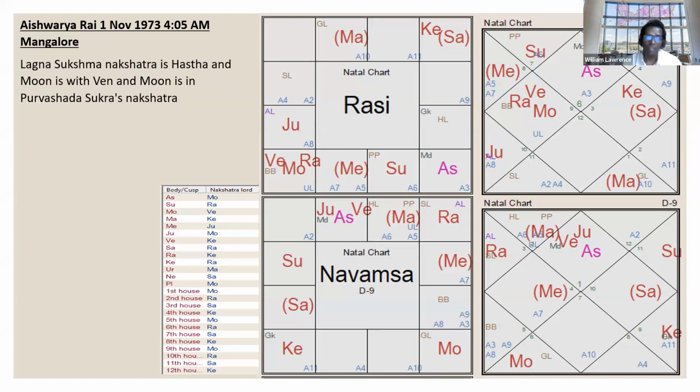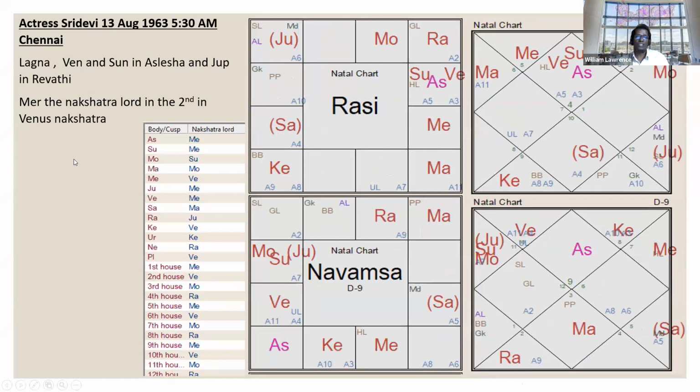Let me see the last part of this session. This is actress Sridevi's horoscope. I know this horoscope is true. Why? Because she married somebody very, very elder. She has Saturn in the 7th house. Saturn in the 7th house, you all know, means you have to marry somebody very, very elder. Why is she good looking? Now, you know what is the Lagna? Lagna, Sun, Venus are all in Aslesha nakshatra.